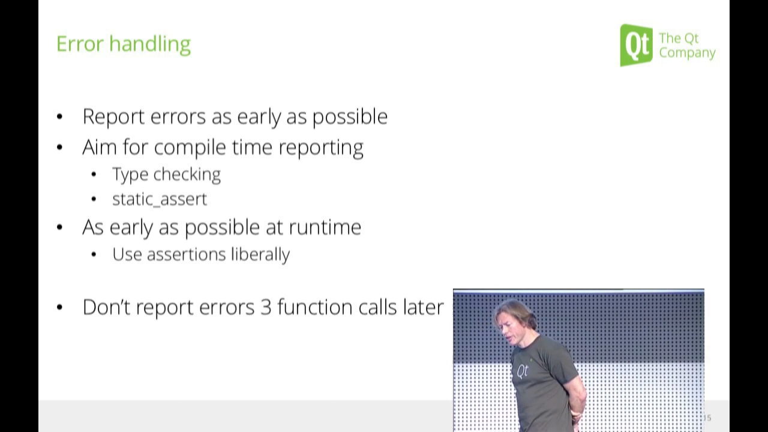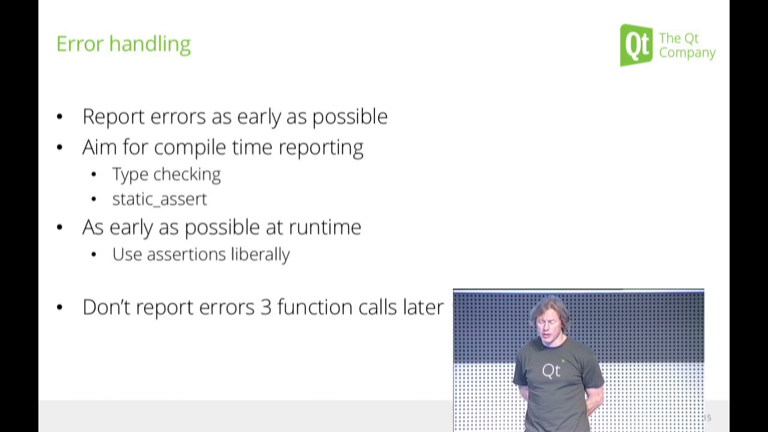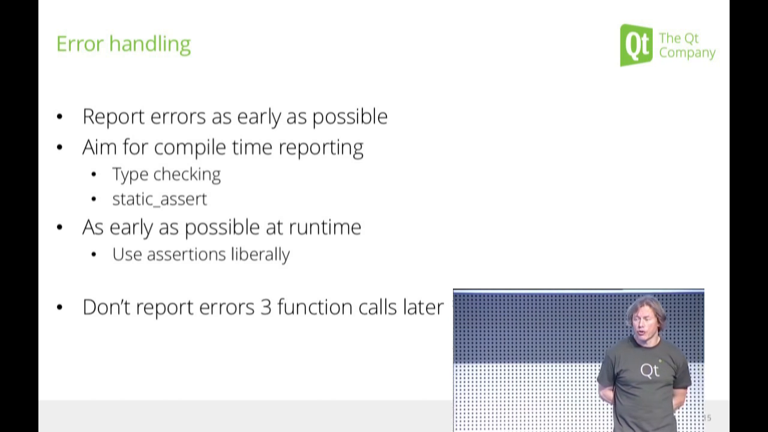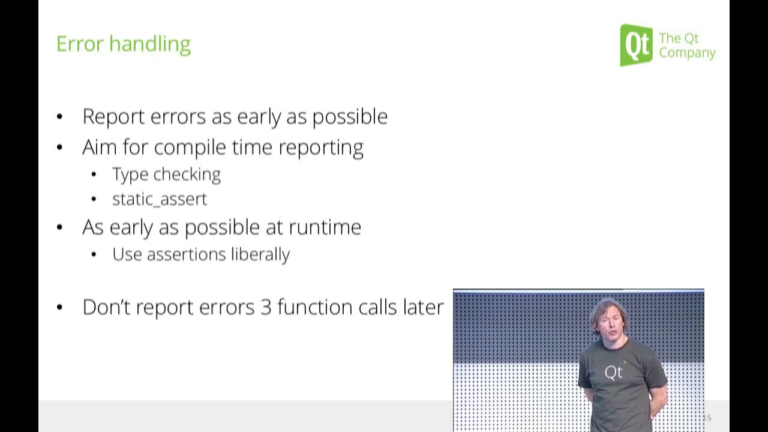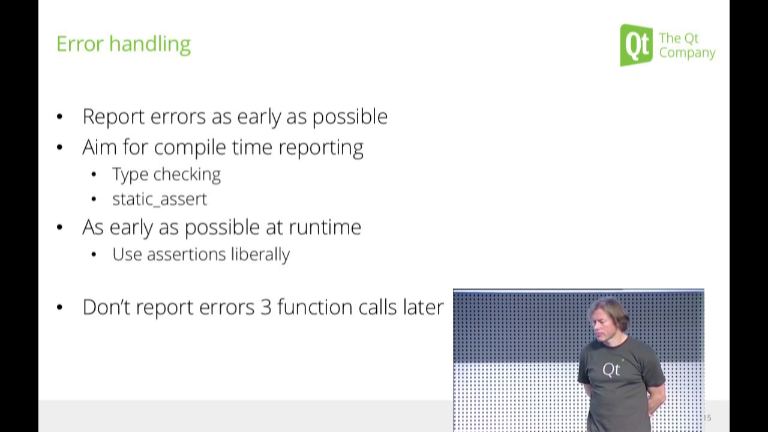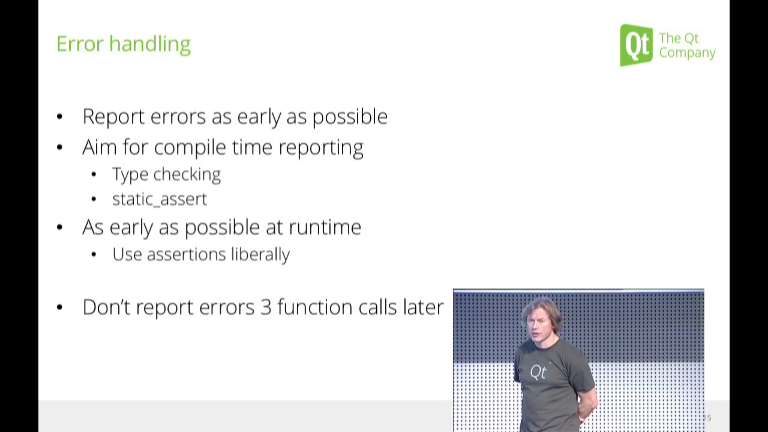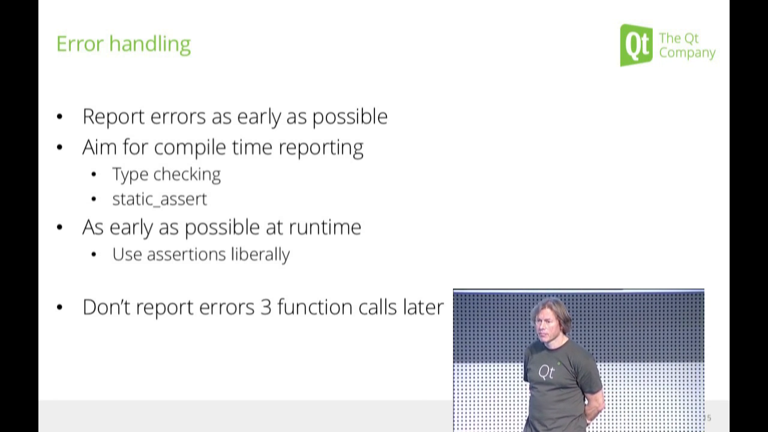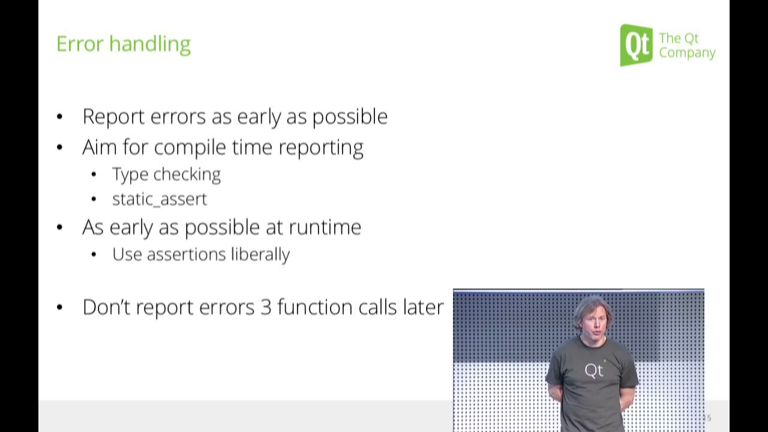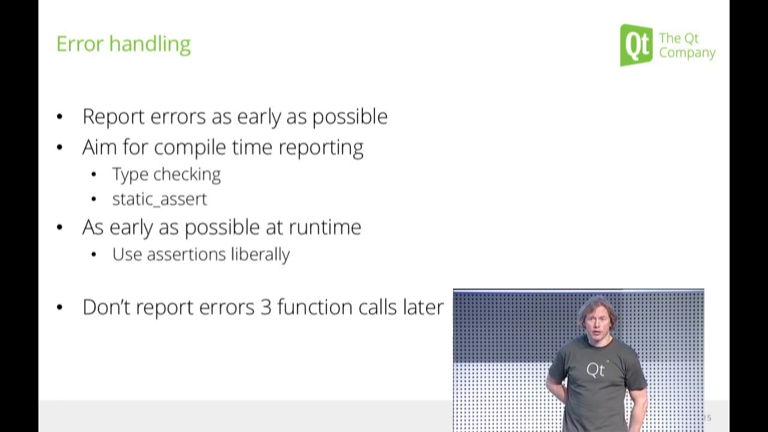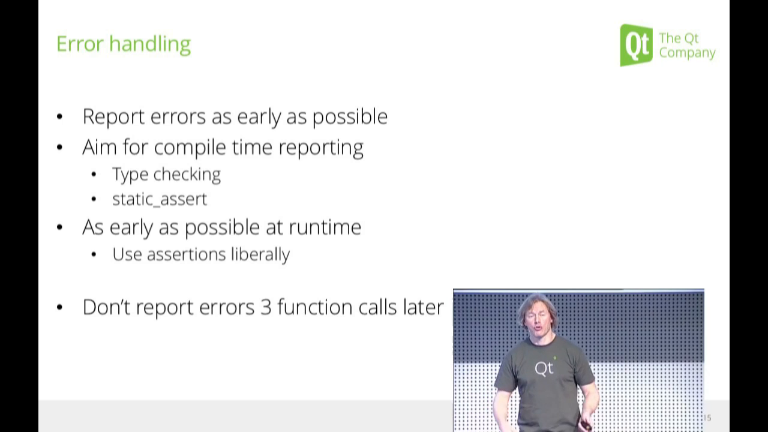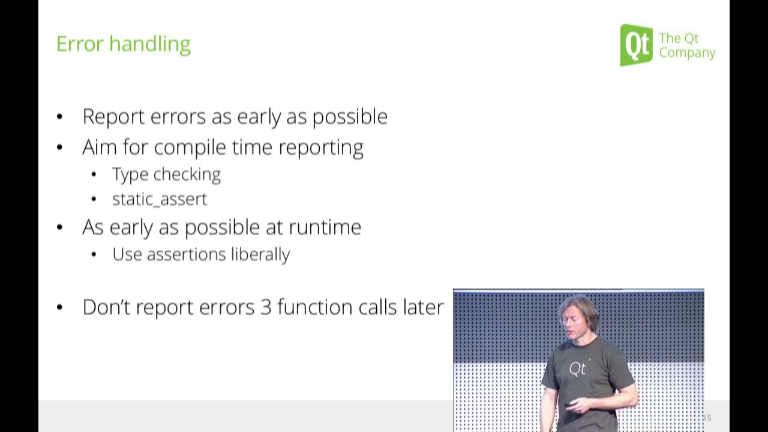If things can't be checked at compile time, then try to do them as early as possible at runtime. Really, add assertions in your code very liberally. You can't have enough of them. And as I said, don't report the errors a lot later after they happened. Because debugging that one is like debugging a free memory read or something like that, where you deleted an object and then it crashes half an hour later somewhere else. You don't know why and where, and it's very hard to debug.